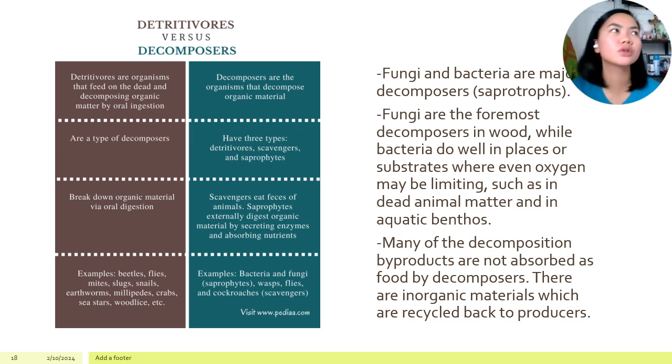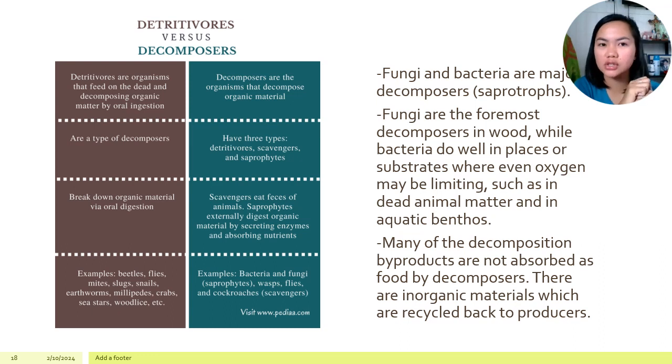Now, decomposers, on the other hand, is a general term that encompasses the detritivores, the saprophytes, and the scavengers. So, saprotrophs or saprophytes are bacteria and fungi, and their digestion is external. They just release digestive enzymes from their body, and then they wait for the dead organic matter or material to soften, before they absorb the nutrients on a cellular level.